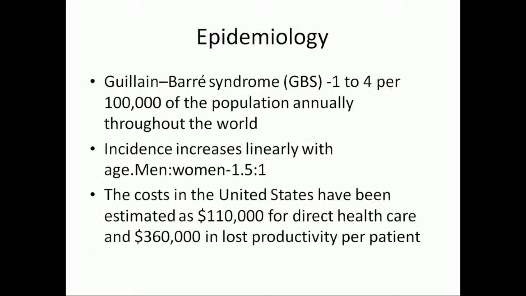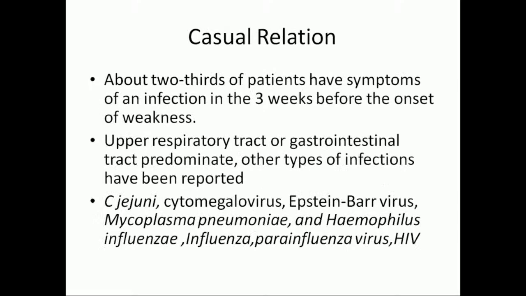Now as far as epidemiology is concerned, the incidence is constant across the world, 1 to 4 per 1 lakh cases annually. There is slightly higher incidence in men as compared to women, the ratio being 1.5:1. And treating Guillain-Barré syndrome is a very costly affair. In the United States, because everything is documented there, it requires almost $1.1 lakh to treat a case of Guillain-Barré syndrome and $3.6 lakh as lost productivity.